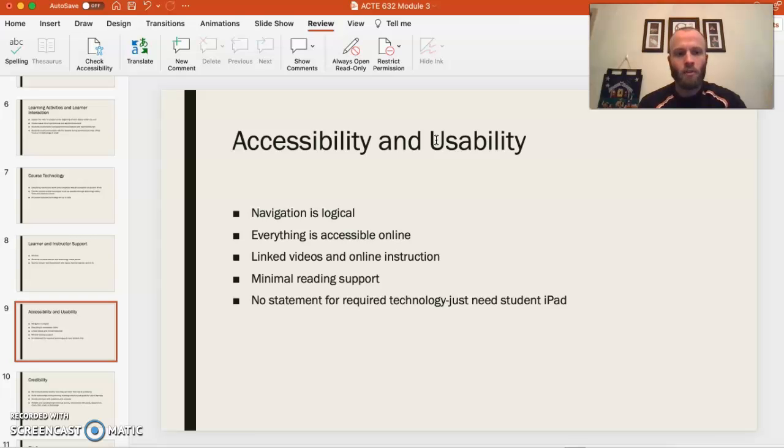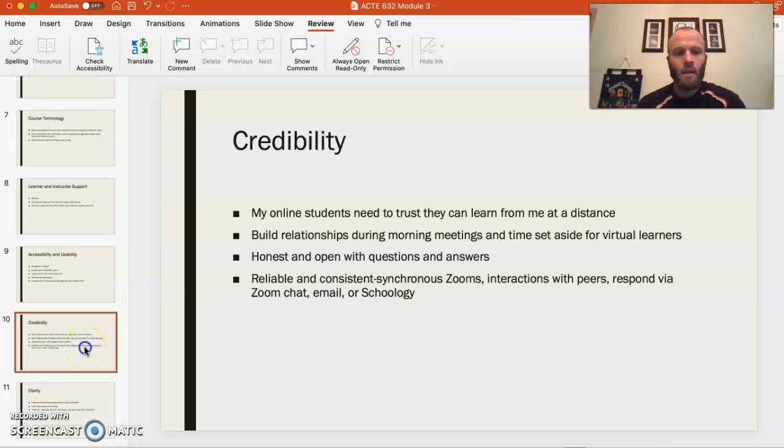Again, I've already talked about how I tried to really keep the reading support that we needed at a minimum, and I don't have any sort of required technology statements. The students just need their student iPad.